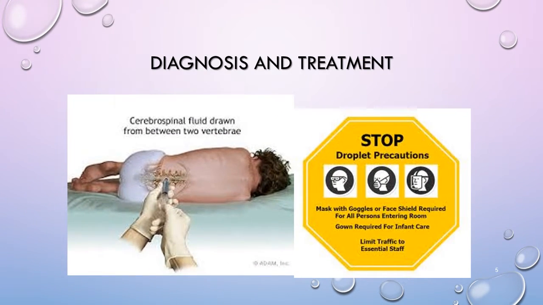Diagnosis and treatment. Diagnostics: a lumbar puncture is the definitive diagnostic test. Culture and sensitivity are needed to identify the causative organism, and the child with bacterial meningitis will also have an elevated white blood cell count. A blood culture is advised even when the child does not have a positive CSF culture. Nose and throat cultures may also help with diagnosis.